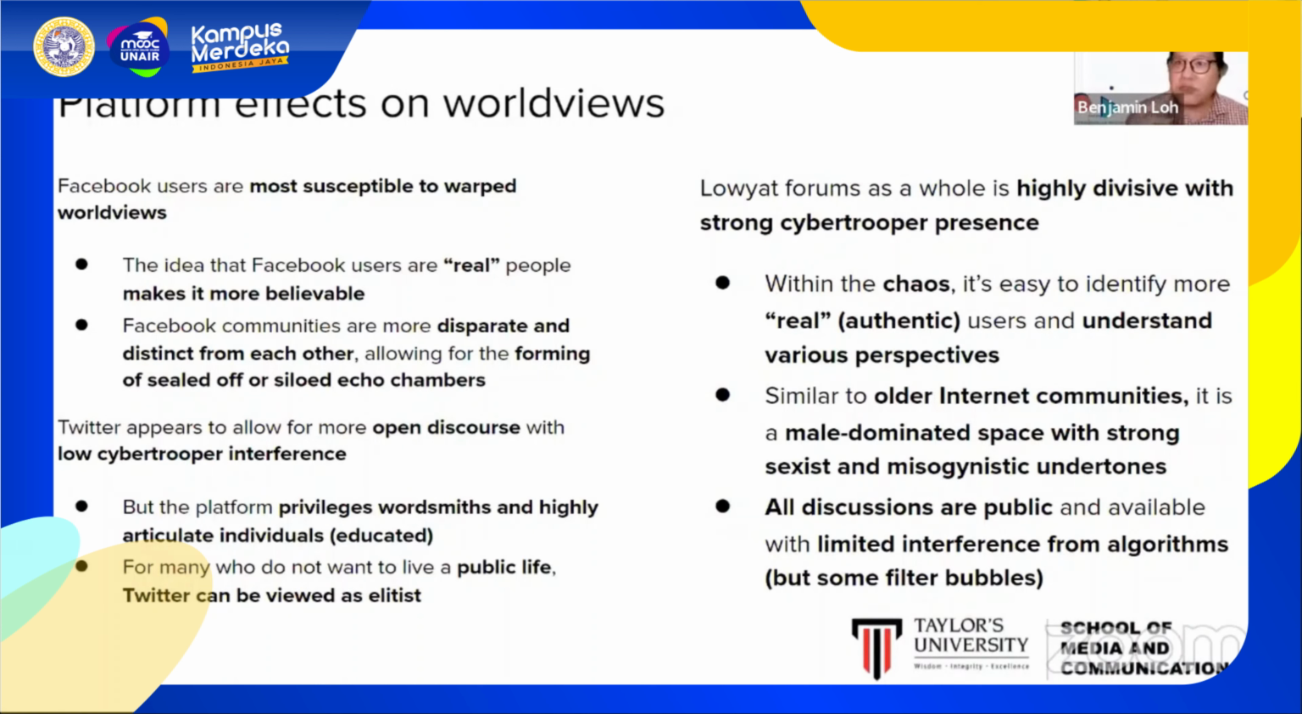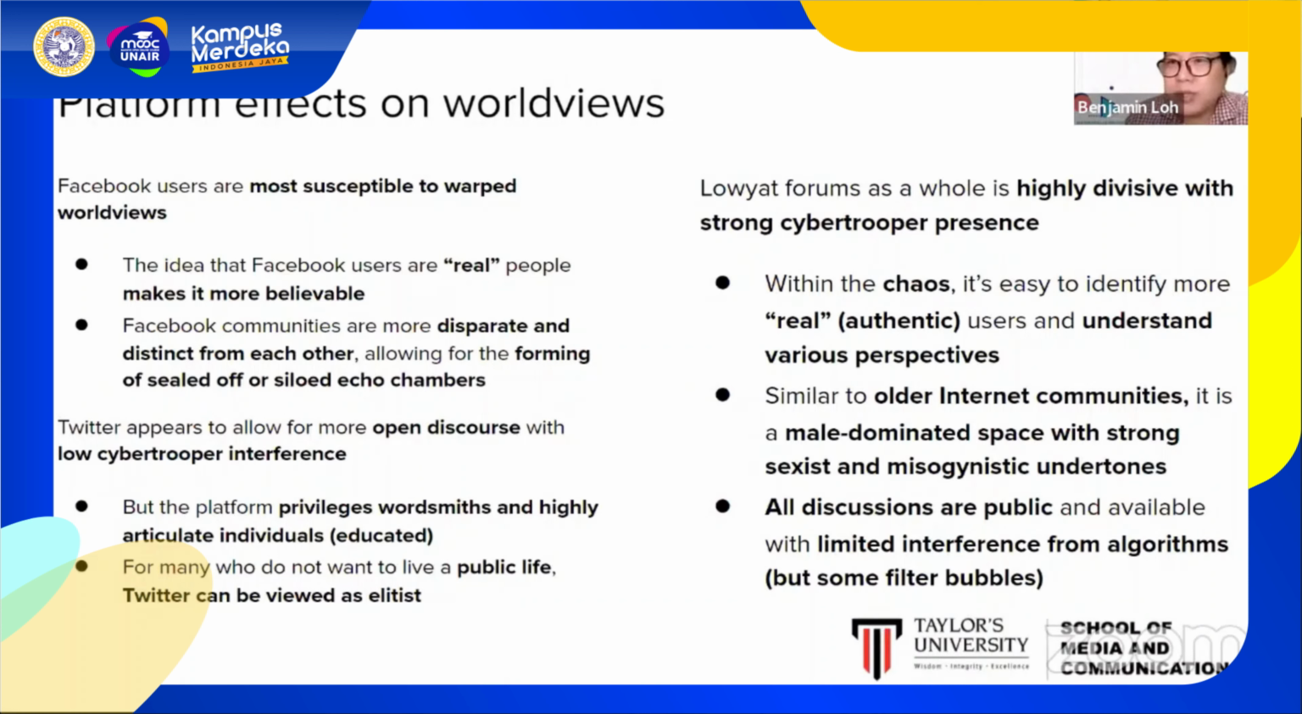Twitter, of course, allows for more open discourse with very little cyber trooper interference, but it is a platform that privileges wordsmiths. You have the 140 character limit. I think that's more already now. As a result, only people who can articulate themselves well, which tends to be very educated people, will do that. And people who really don't want to live a very public life will often view Twitter as a very elitist space. So that's one of the main stigmas with Twitter essentially.